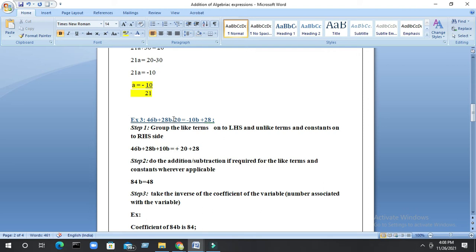now move the constants onto the RHS. So the minus 20 turned out to be plus 20 because we crossed the bridge. And then plus 28 was on RHS. We did not cross the bridge with this. So therefore, it is just plus 28 itself. So if you observe, the minus 10b, which was on the RHS side, has been moved to LHS side, has been crossed to LHS side by crossing the bridge.